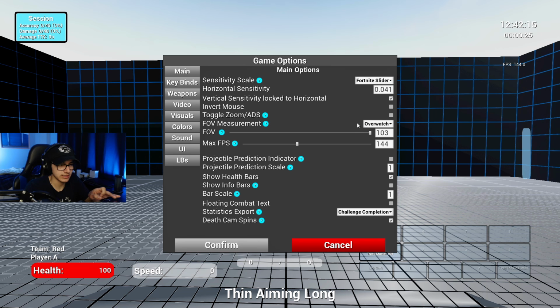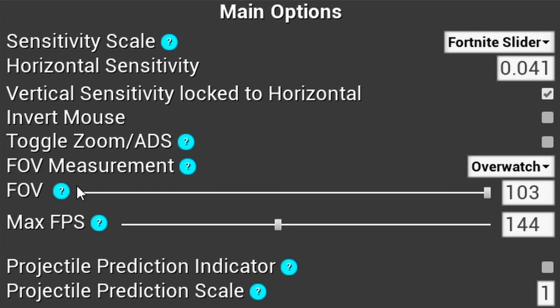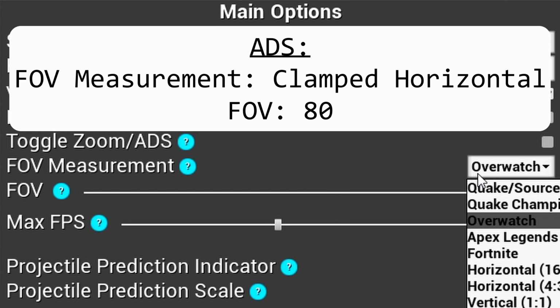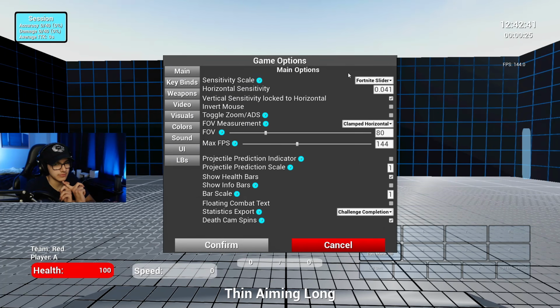And then one last thing is you also have to change your FOV measurement and FOV, since you're practicing ADS now and not Hipfire anymore. So if you're practicing ADS, for FOV measurement you need to put clamped horizontal and you need to put the FOV to 80.